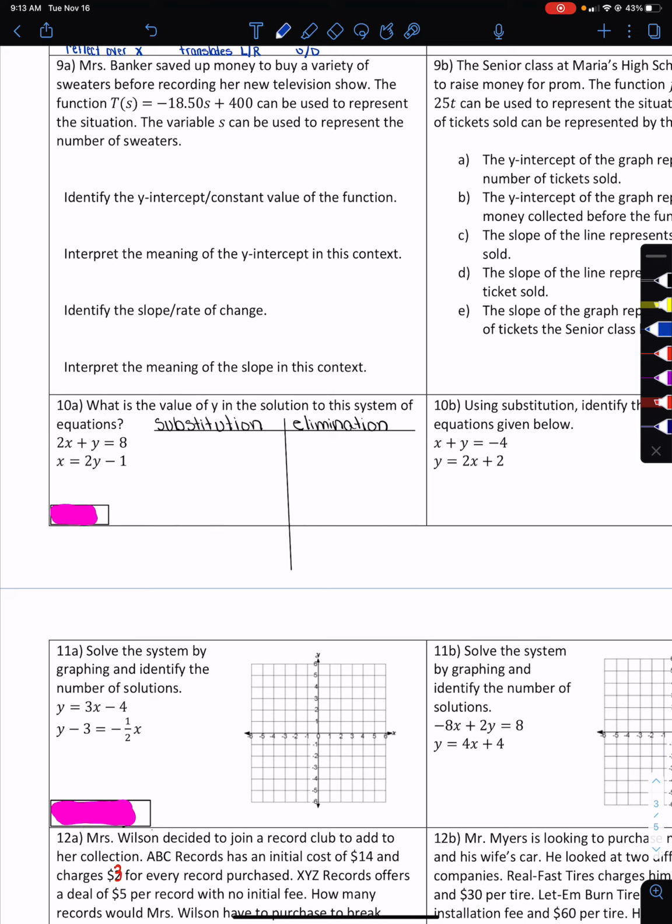Okay, so Miss Banker saved up money to buy a variety of sweaters before recording her new television show. The function T of S equals negative 18.50S plus 400 can be used to represent the situation. The variable S represents the number of sweaters. Identify the Y-intercept, or the constant value of the function. The Y-intercept is 400. So remember, this is when X is always 0.